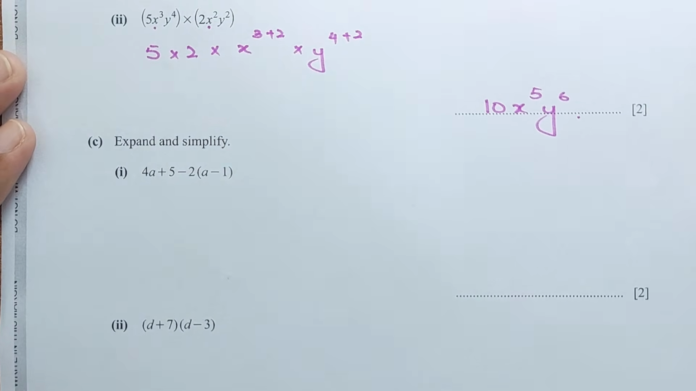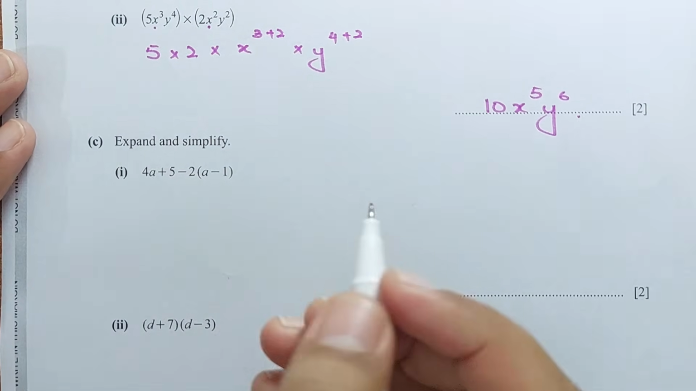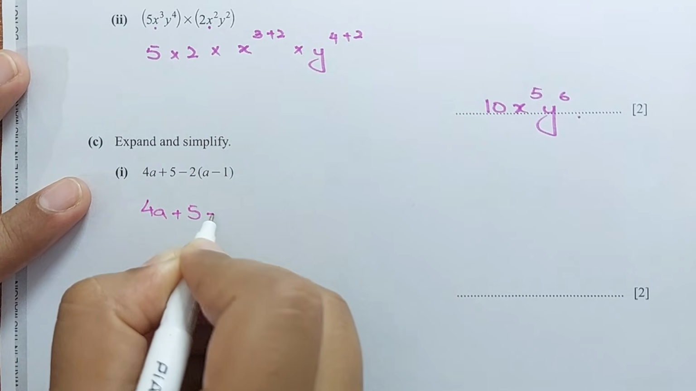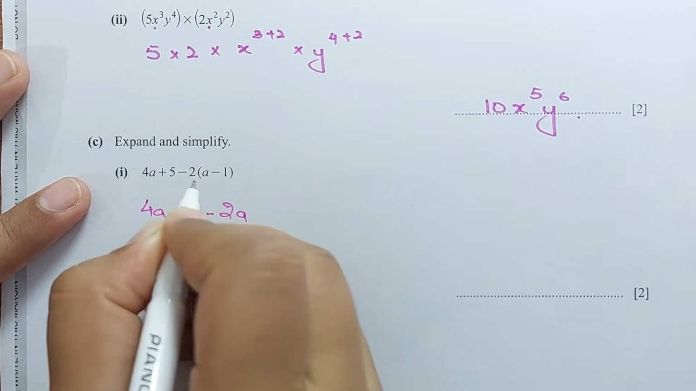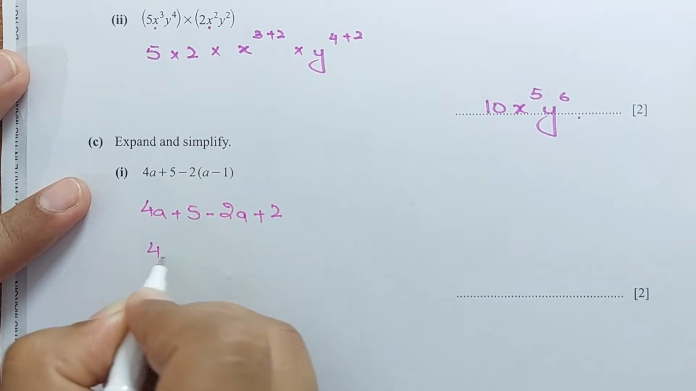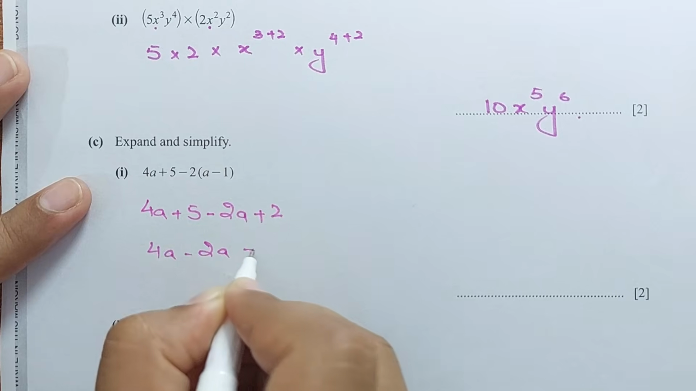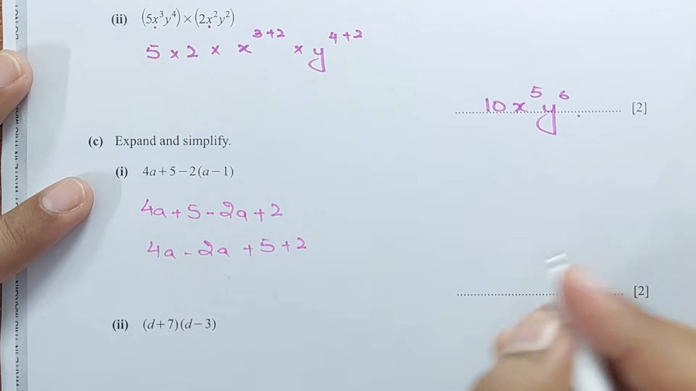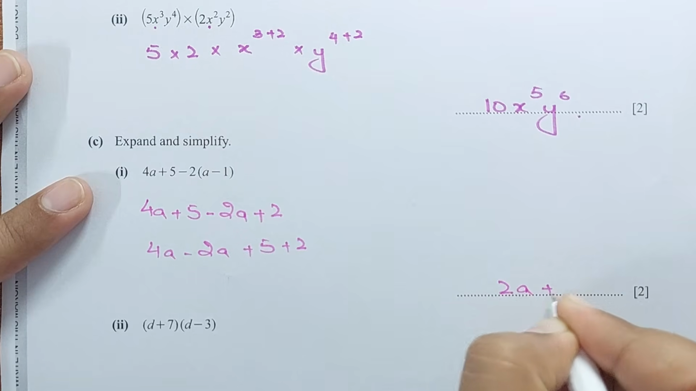Part C, expand and simplify. The first one is 4a plus 5 minus 2 times a minus 1: minus 2 times minus 1 is plus 2. So 4a minus 2a plus 5 plus 2. 4a minus 2a becomes 2a, and 5 plus 2 is 7.